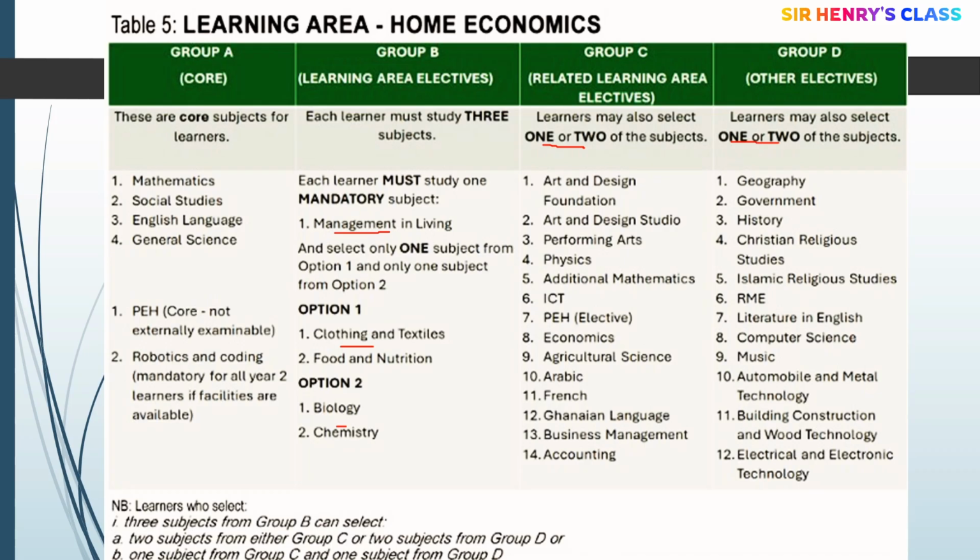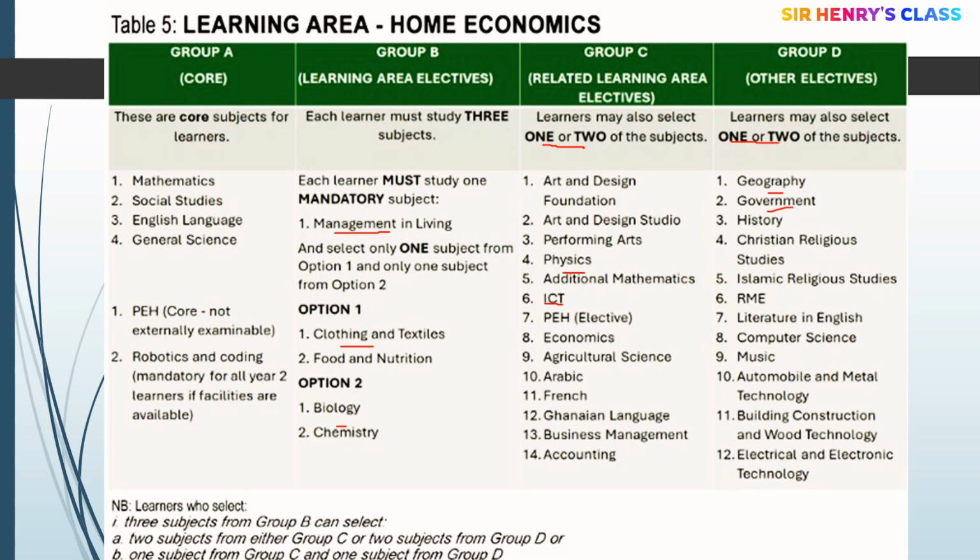Now, how is the selection done? If you select 3 subjects from group B, that is 1 the mandatory, 1 the optional, and 1 from the option 2, then you are doing 2 subjects from either C or 2 subjects from either D. So 2 subjects from C. Here you are not doing C or D. So maybe 2, physics as against ICT, or geography, government.